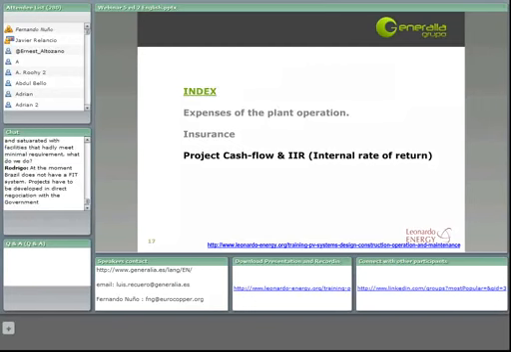Thank you, Fernando. So we will resume the presentation, beginning with the last chapter, where we're going to analyze the project cash flow and the internal rate of return. Please consider here that in some places we have written IIR, and it is wrong. Obviously, we wanted to write IRR, which is the acronym for internal rate of return.